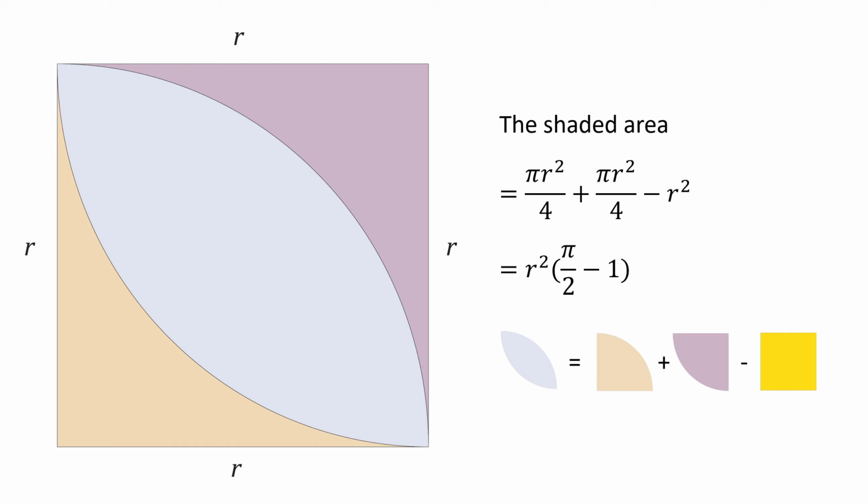The shaded area is equal to the area of the lower quadrant, which is pi r squared over 4, plus the area of the upper quadrant, which is also pi r squared over 4, less the area of the square, which is r squared. This will give us r squared multiplied by pi over 2 minus 1.